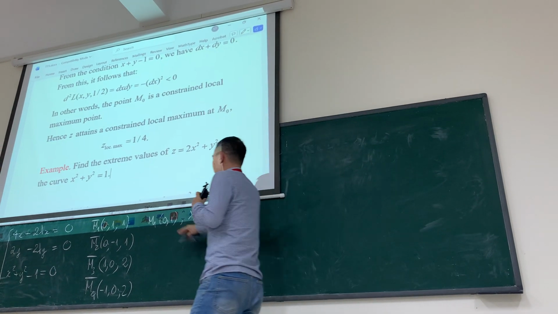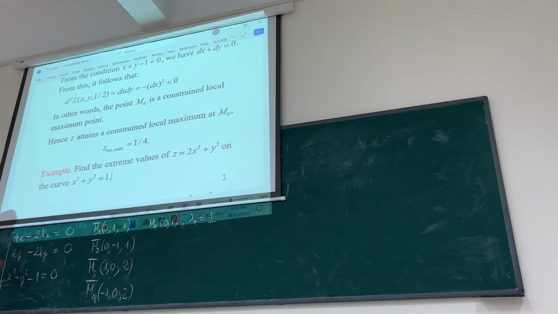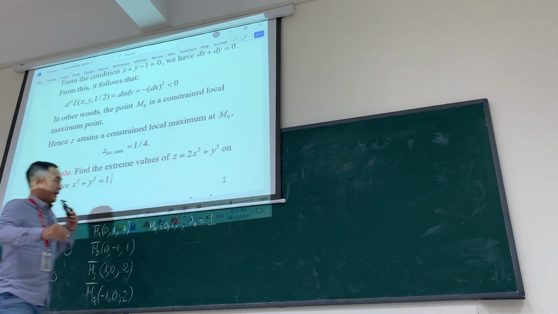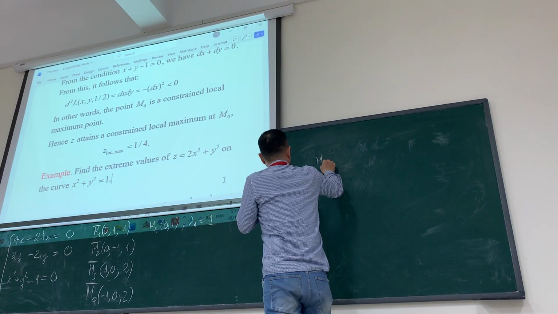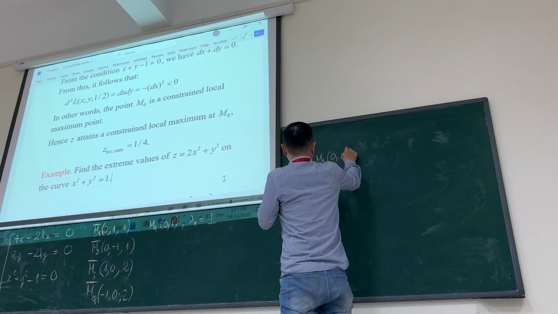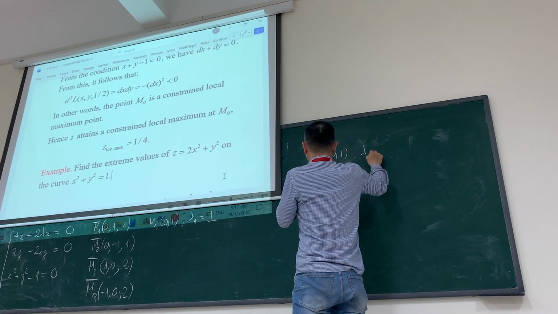Okay, simply we can finish the example here later. Now I want to check this point M1: 0, 1, lambda equals 1.